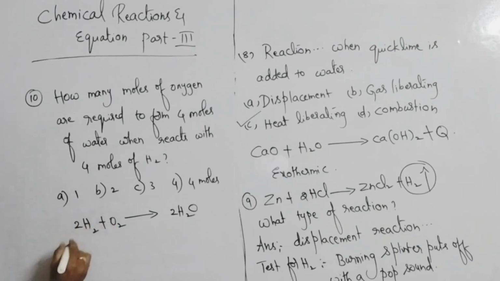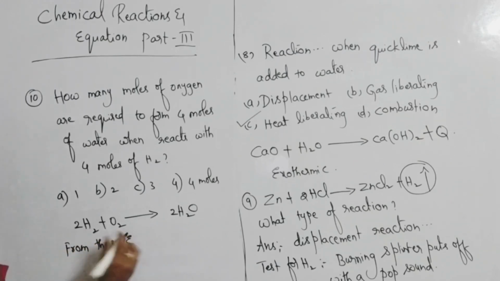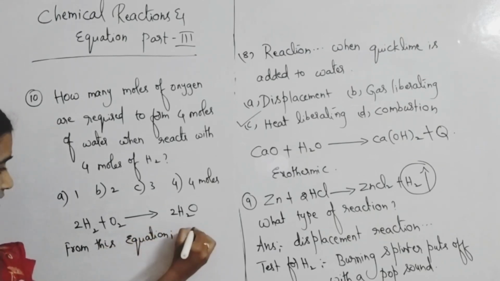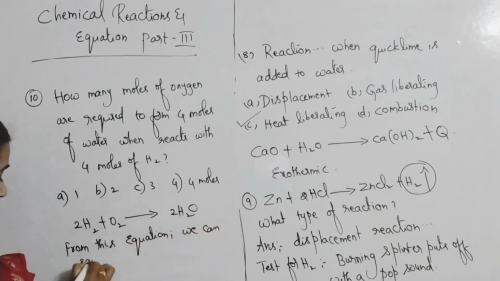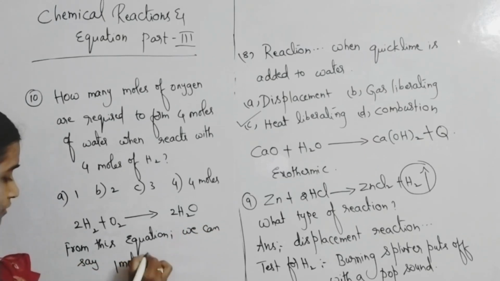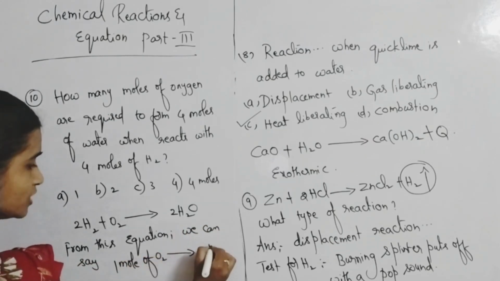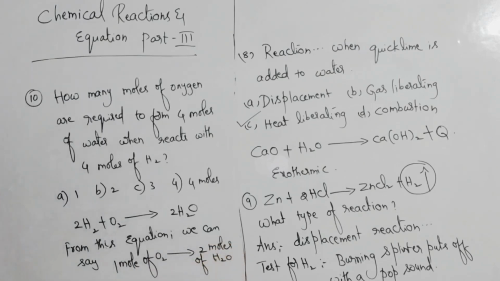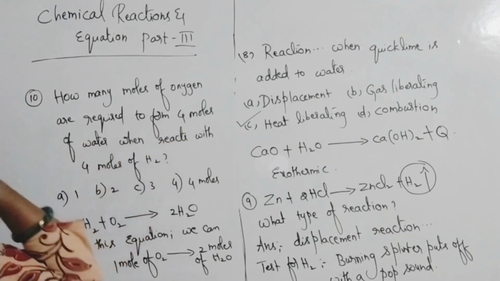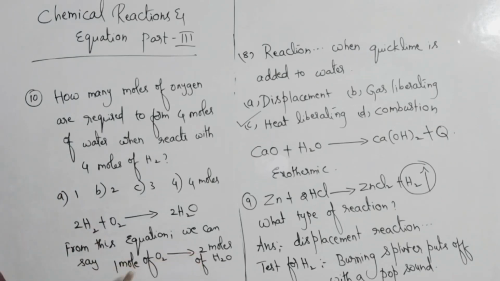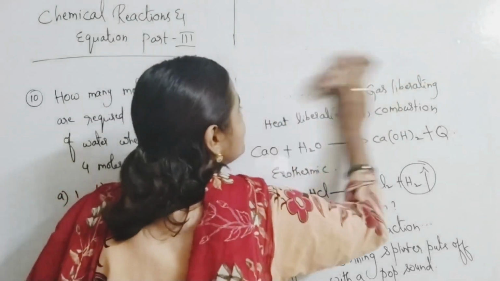From the above equation, what can you say? 1 mole of O2 is giving 2 moles of water. 1 mole of O2 is giving how much water? 2 moles of water. To get 4 moles of water, 1 mole is giving 2 moles, so 4 moles you want means how much should you take? 2 moles you should take. Isn't it? You need to double.